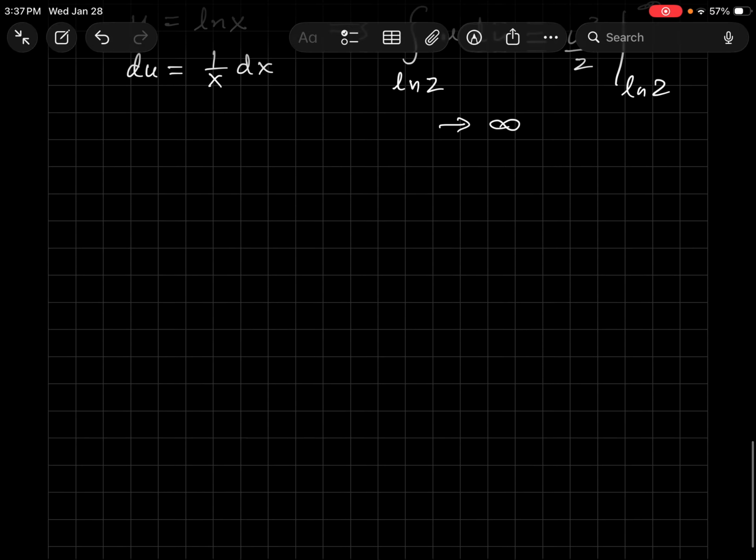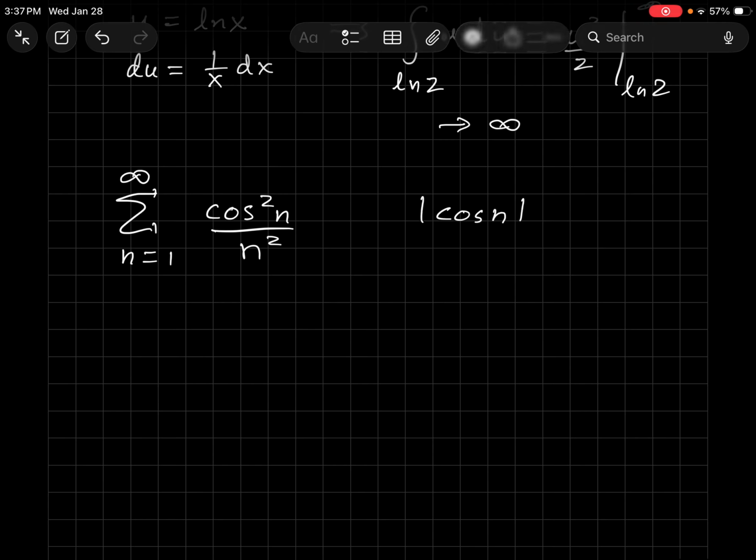One more test. The series from 1 to infinity of cosine squared n over n squared. What should we do here? Well, what do I know about the cosine? I know that the cosine of n, at least the absolute value, is less than or equal to 1. And the cosine squared of n is also less than or equal to 1, and of course greater than or equal to 0. So this tells me I should probably do a direct comparison.